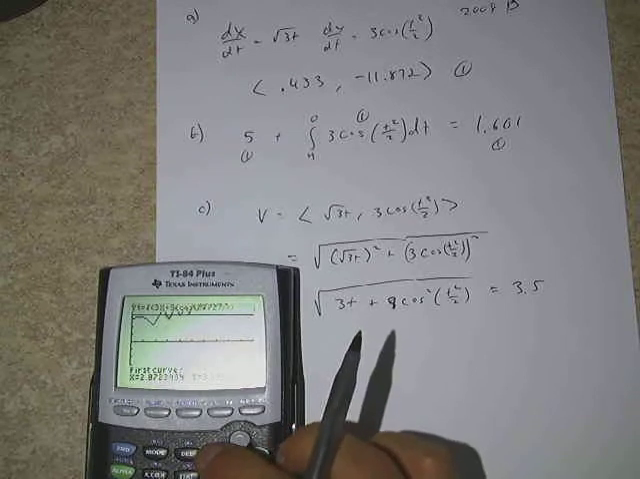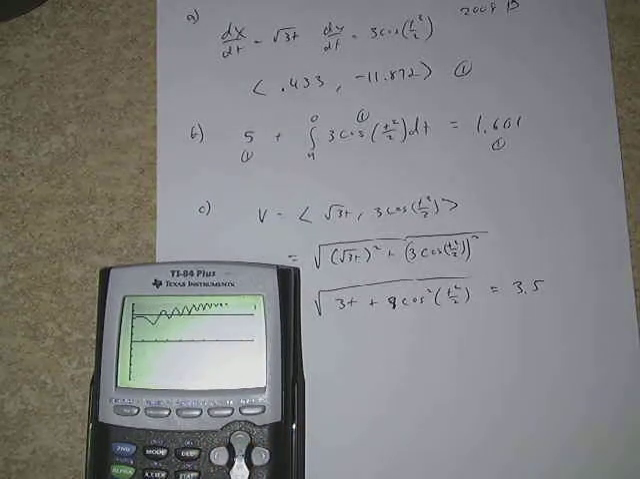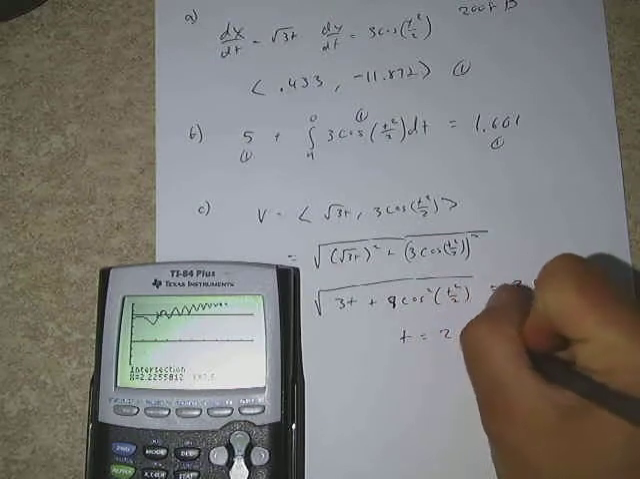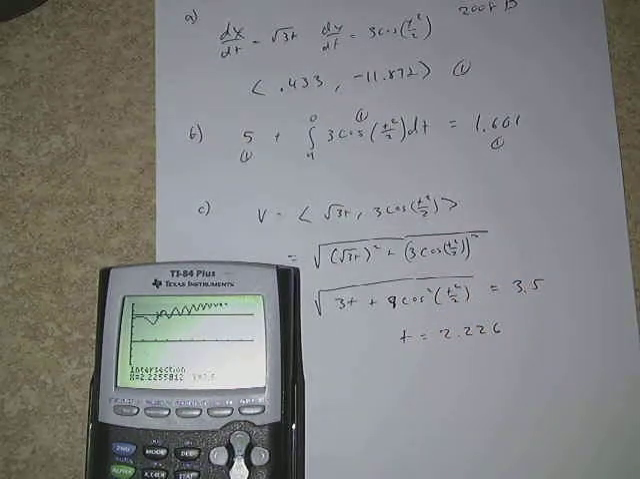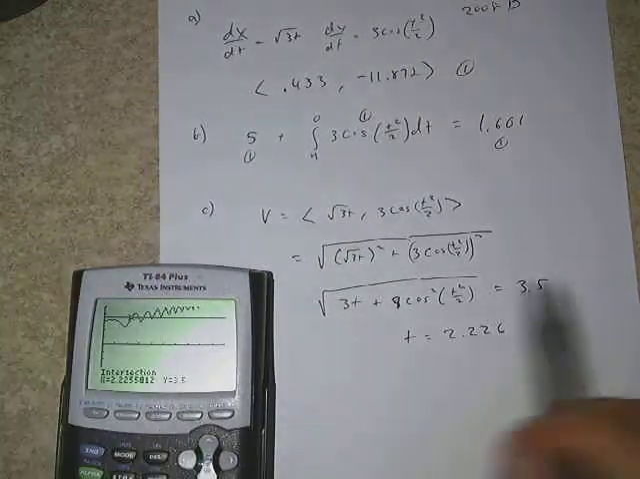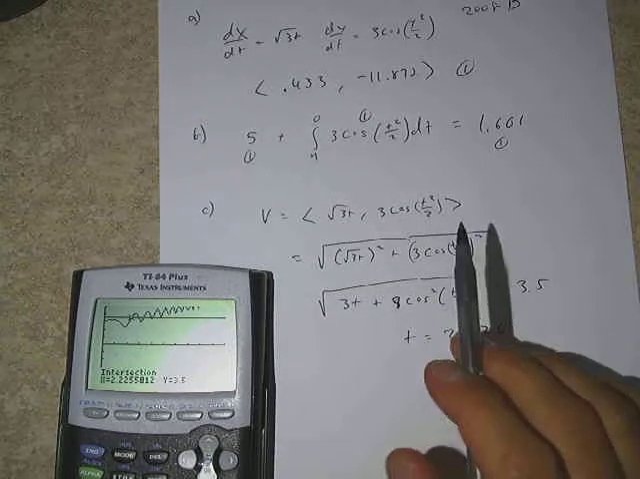Use our intersection command. Get that cursor close to that point. And t equals 2.226 would be the result.